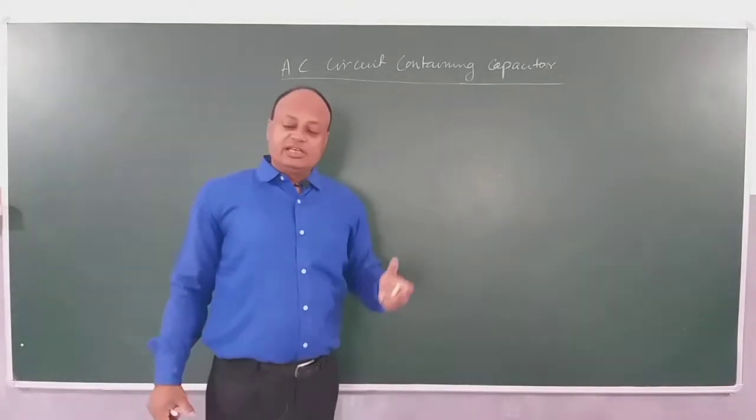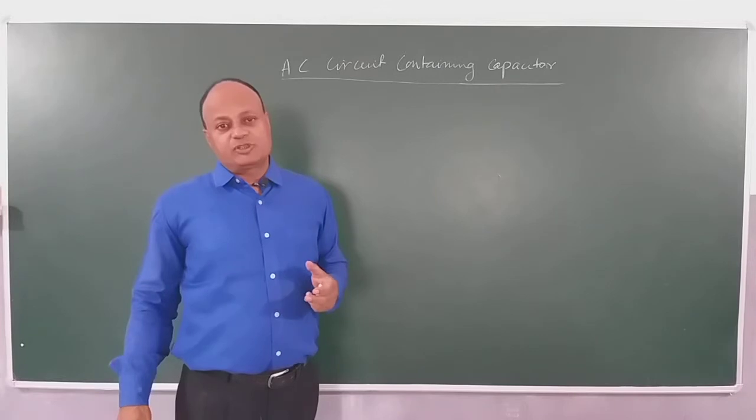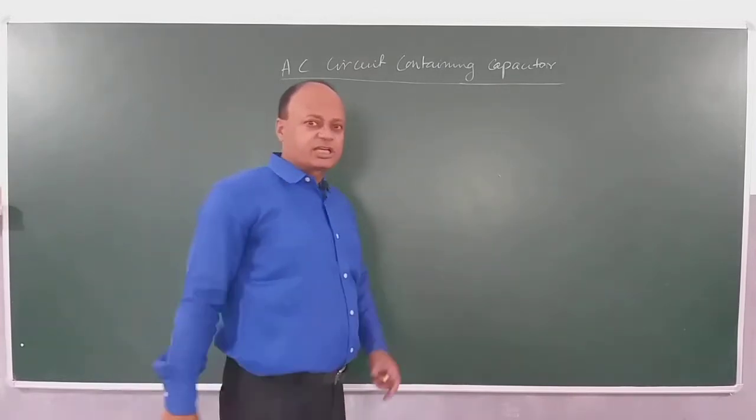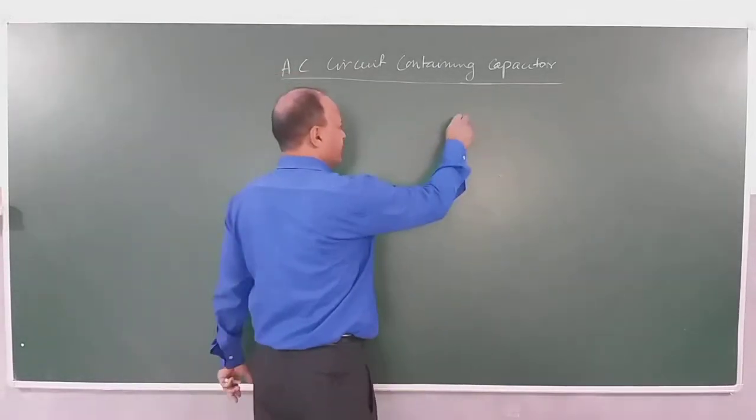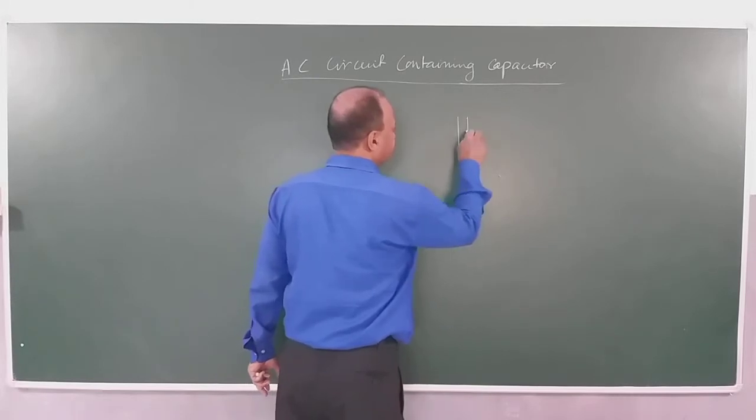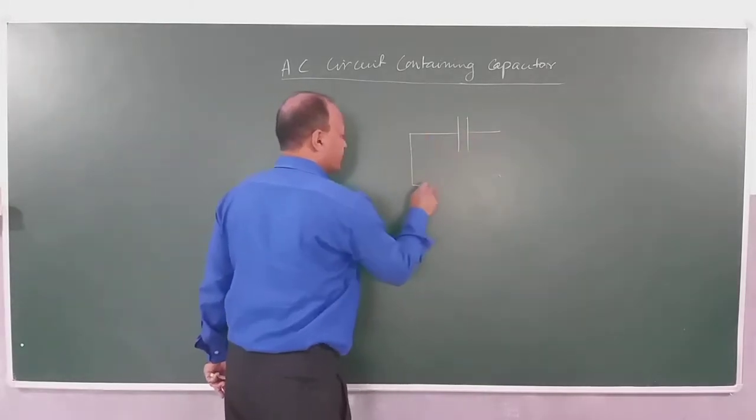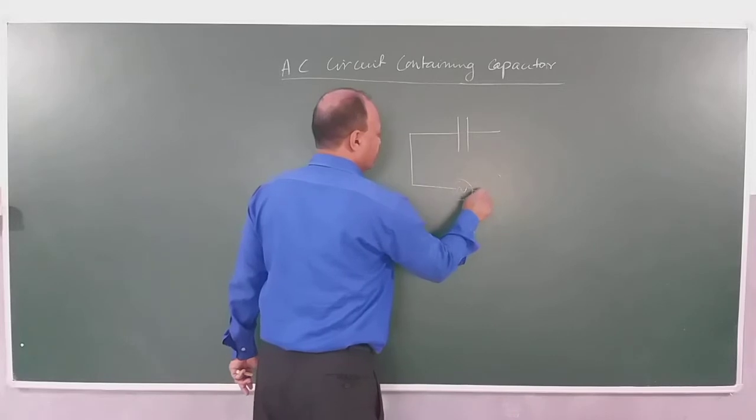In this case we will see what kind of resistance is offered by the capacitor and how exactly the circuit works. So, let us get started. Here we have a capacitor, and to this capacitor we are connecting an AC source.